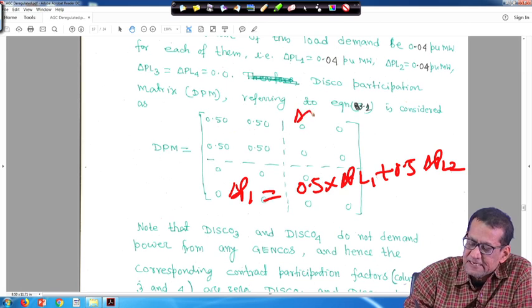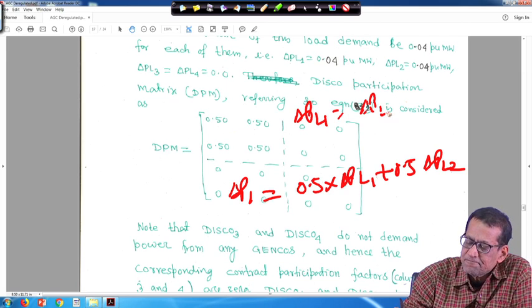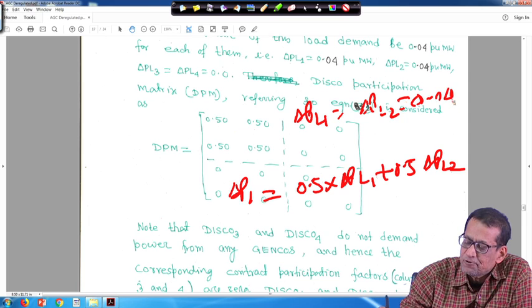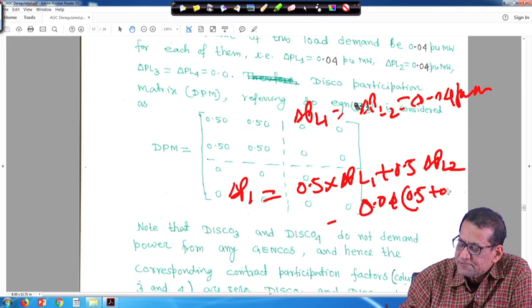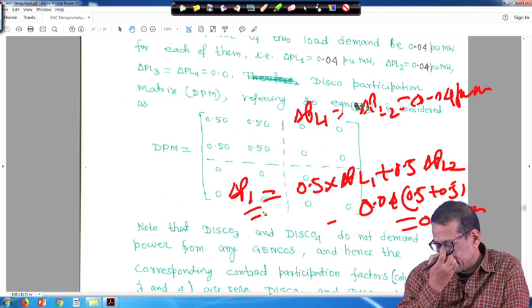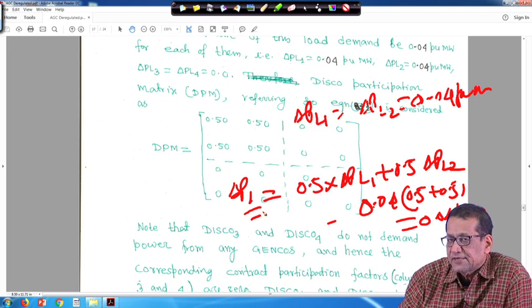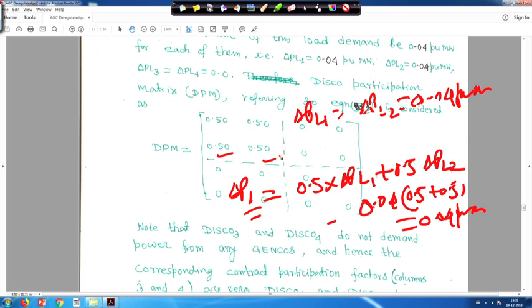But we have taken delta PL1 equal to delta PL2 equal to 0.04 per unit megawatt. So, as delta PL1 is equal to delta PL2, it will be 0.04 into 0.5 plus 0.5. So, it is 0.04 per unit megawatt, that is the contracted power, delta P1. Similarly, delta P2 also will be equal to 0.04 per unit megawatt. Delta P3 and delta P4 will be 0.